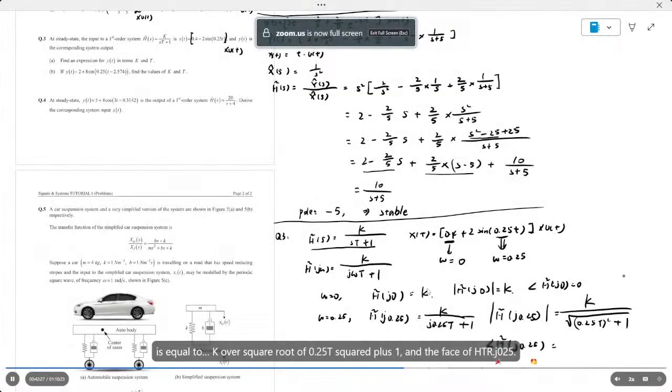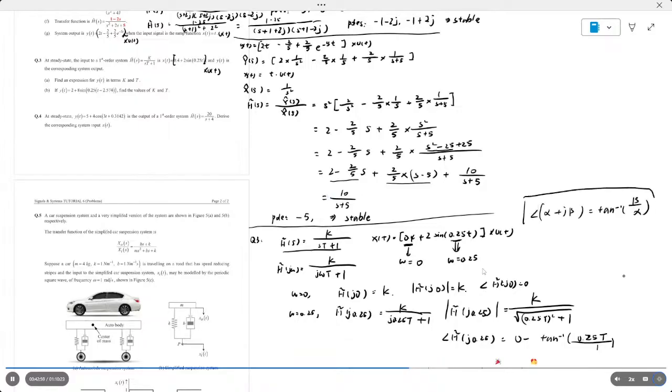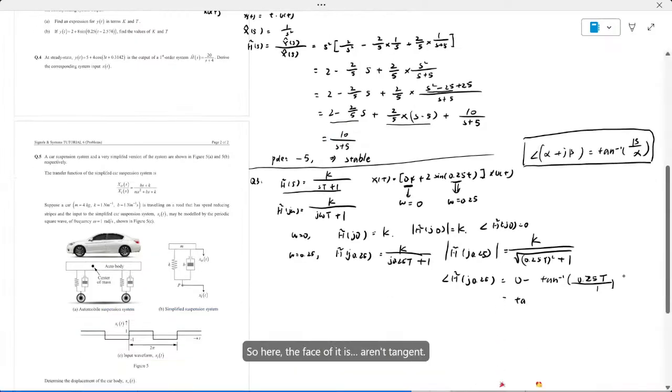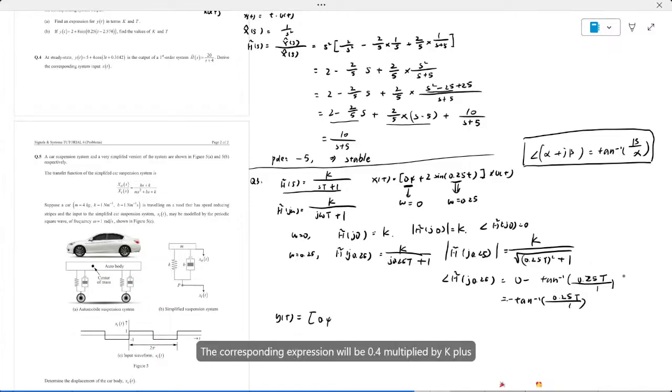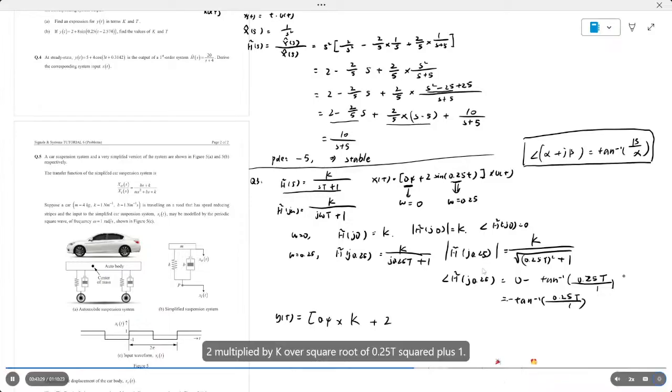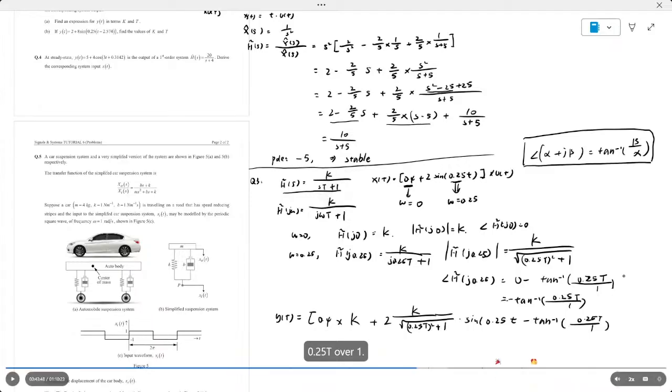phase of H(j0.25) is equal to the phase of K minus the phase of the denominator, which is 0 minus arctangent of 0.25T over 1. So here the phase of it is minus arctangent of 0.25T over 1. So as a result, we can write out the expression for y(t). So for y(t), the corresponding expression will be 0.4 multiplied by K plus 2 multiplied by K over square root of (0.25T) squared plus 1, multiplied by sine of (0.25t minus arctangent of 0.25T over 1), and then multiplied by u(t).